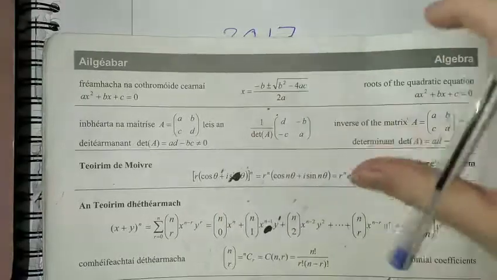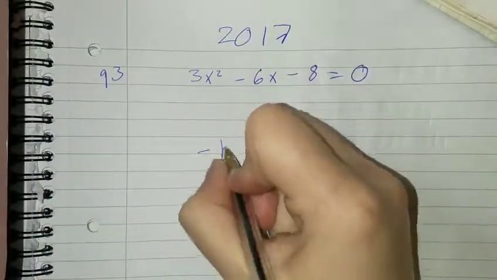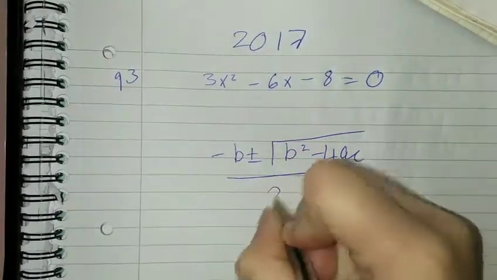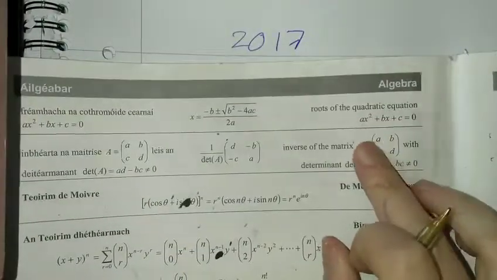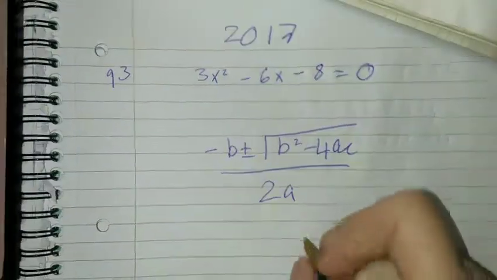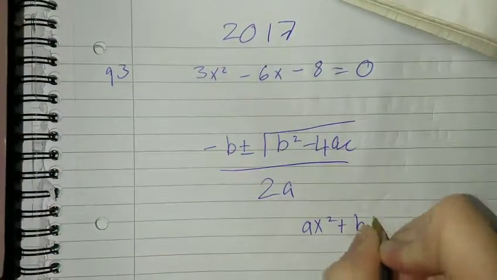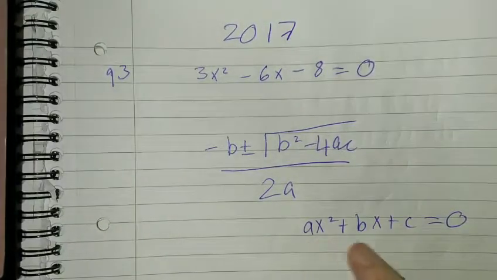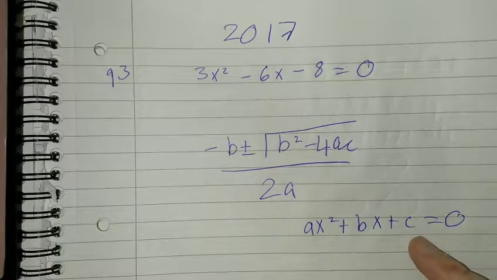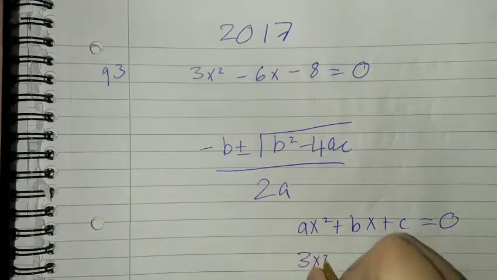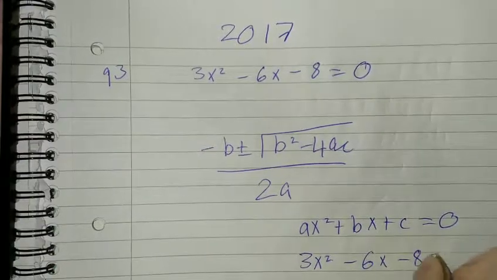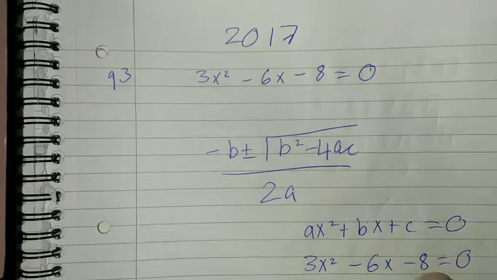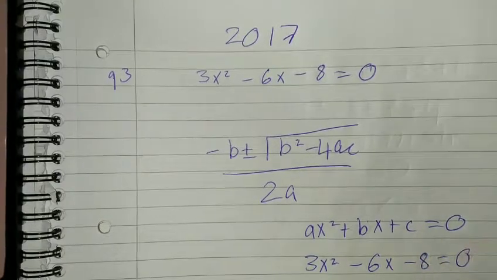So this here is the minus b formula. It's minus b plus or minus the square root of b squared minus 4ac, over 2a. And they also give us this, ax squared plus bx plus c is equal to 0. So the a is the coefficient of the x squared, the b is the coefficient of the x, and the c is the constant. If I compare that with the function I have, then a is equal to 3, b is equal to minus 6, and c is equal to minus 8.